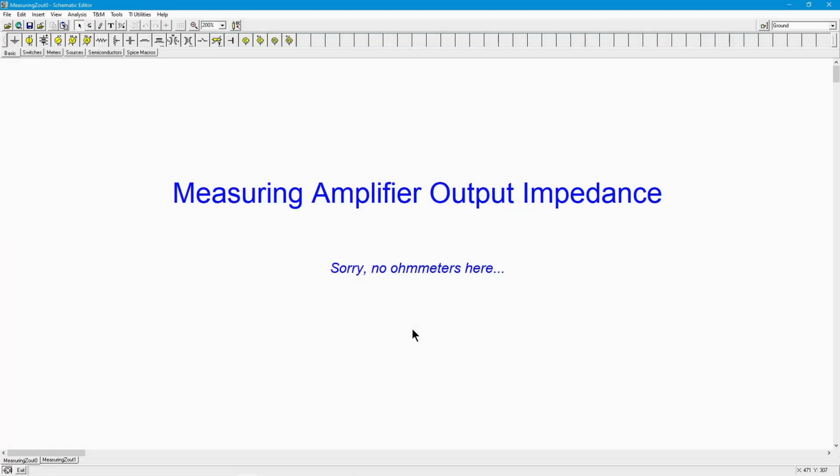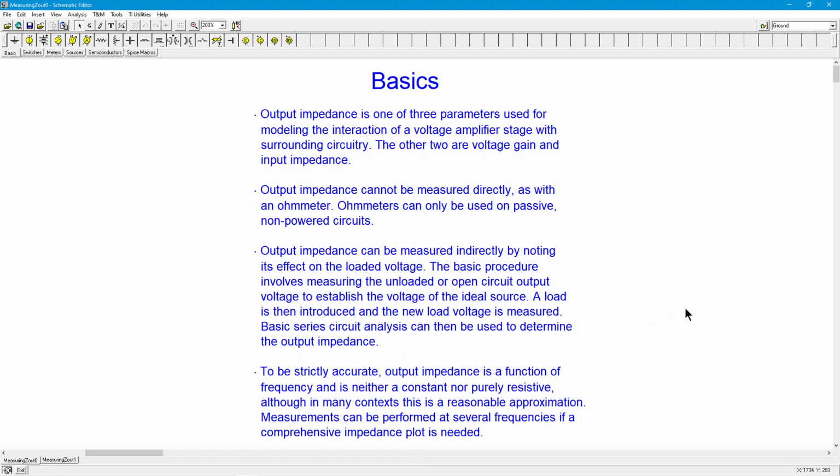All right, let's talk about measuring the output impedance of an amplifier. Output impedance is one of three basic parameters that we use to describe how our amplifier, in gross terms, interacts with the circuits around it. In other words, the driving source and eventually its load, possibly other stages, right? The other two would be the input impedance and the voltage gain.